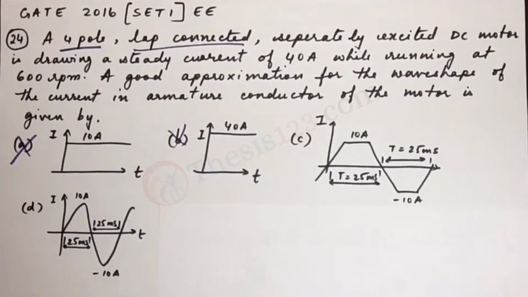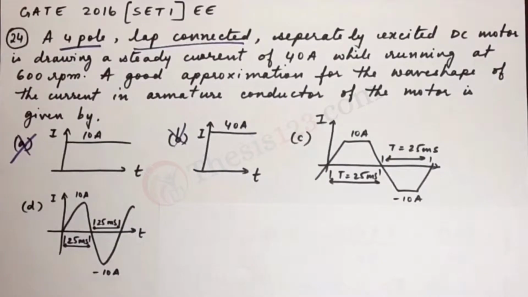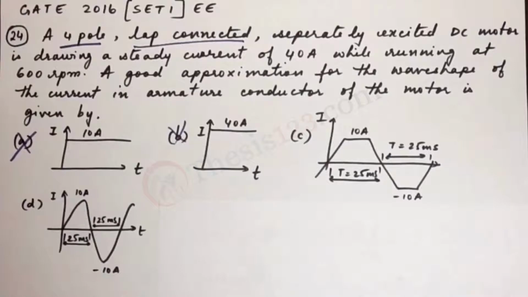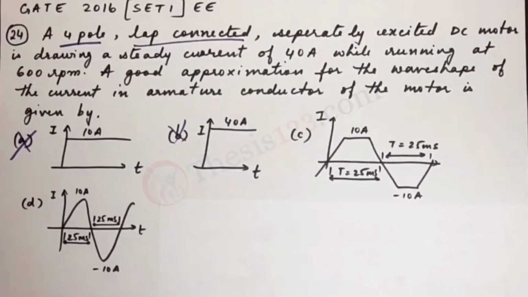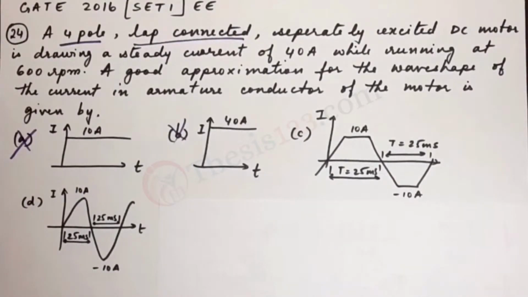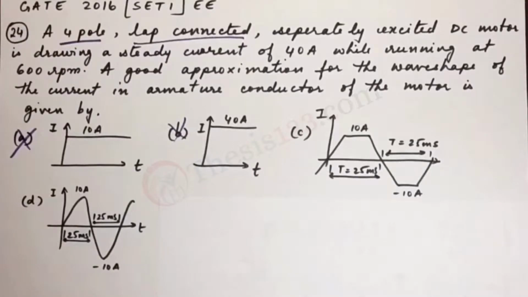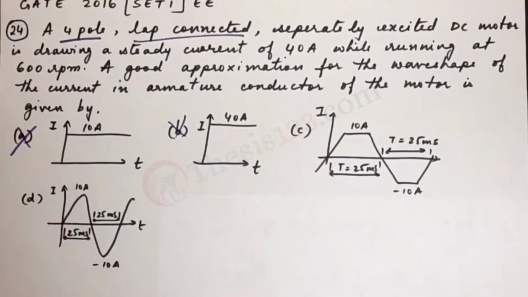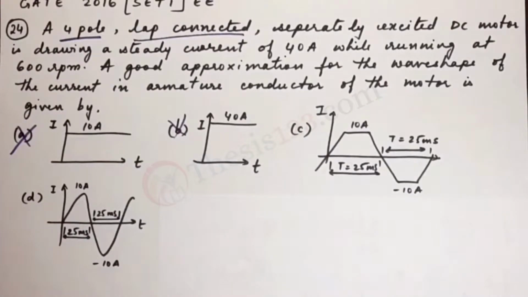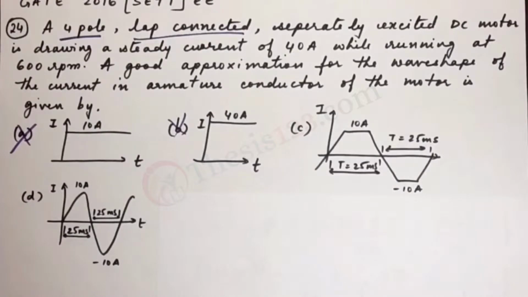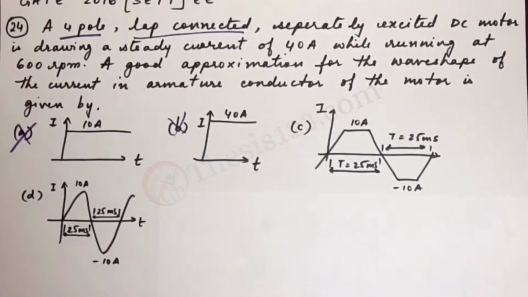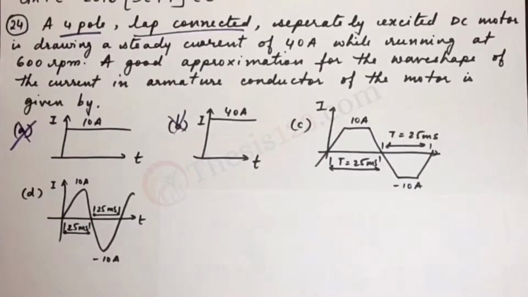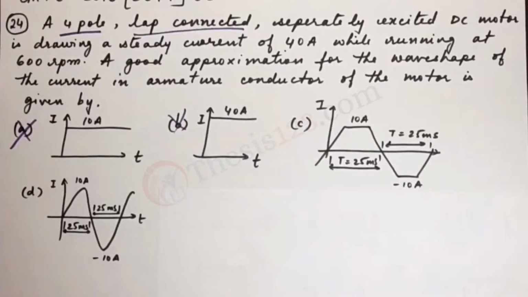Here's the next question, number 24. A 4-pole lap-connected, separately excited DC motor is drawing a steady current of 40 amps while running at 600 rpm. A good approximation for the wave shape of the current in armature conductor of the motor is given by... So this is a multiple choice. We have been given 4 choices of different waveforms. Now we have to choose the right waveform in order to determine the current in armature conductor.